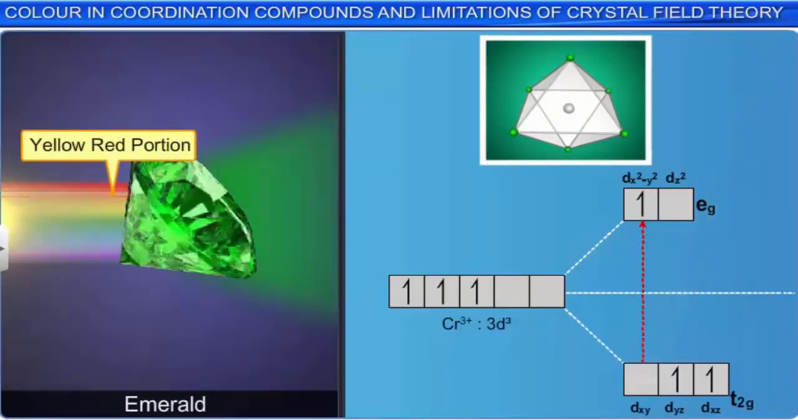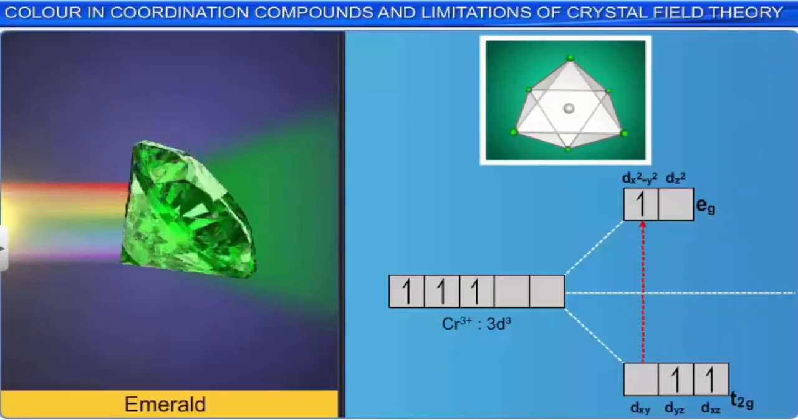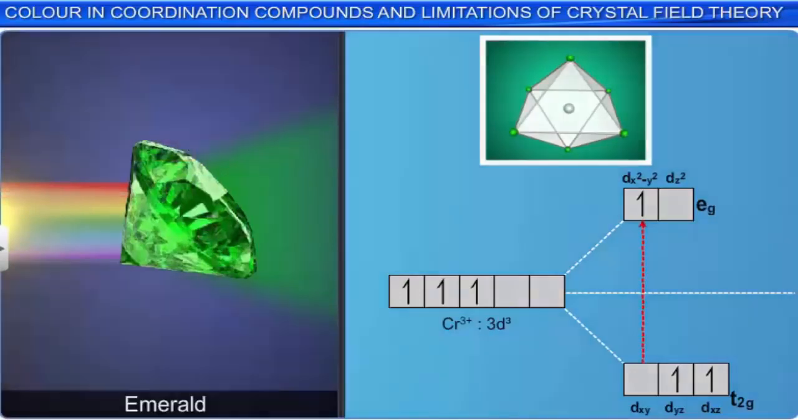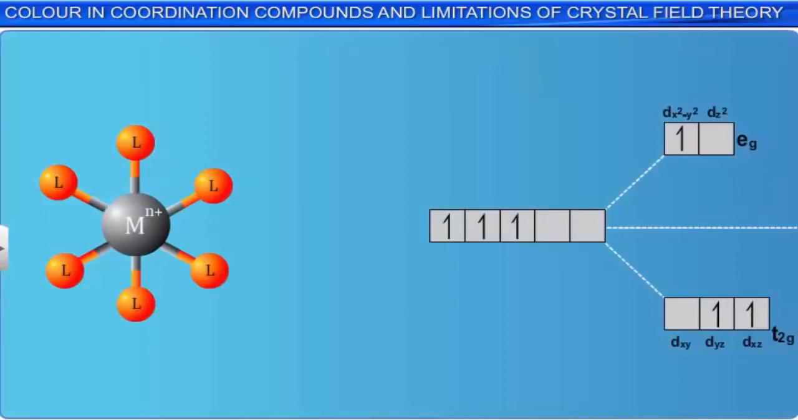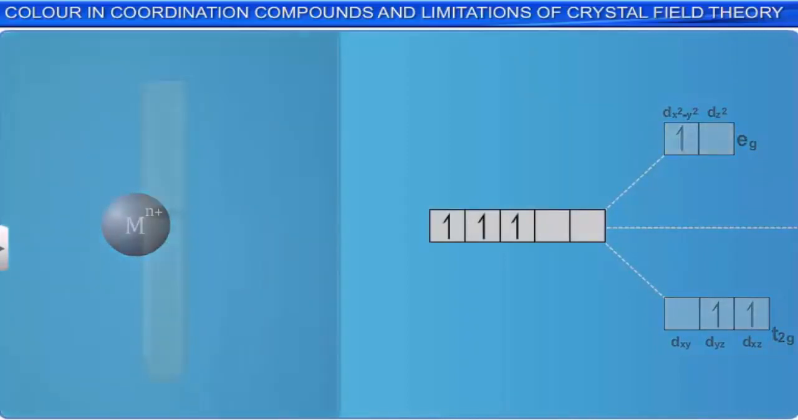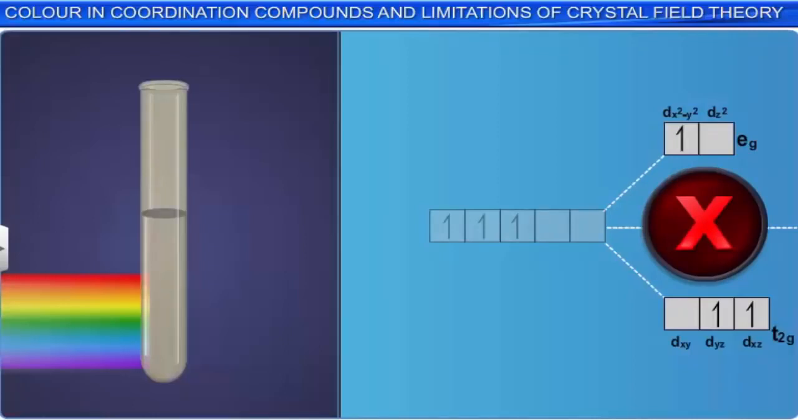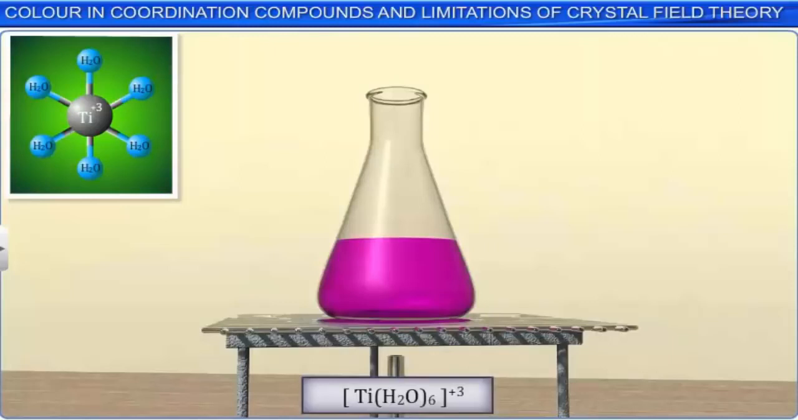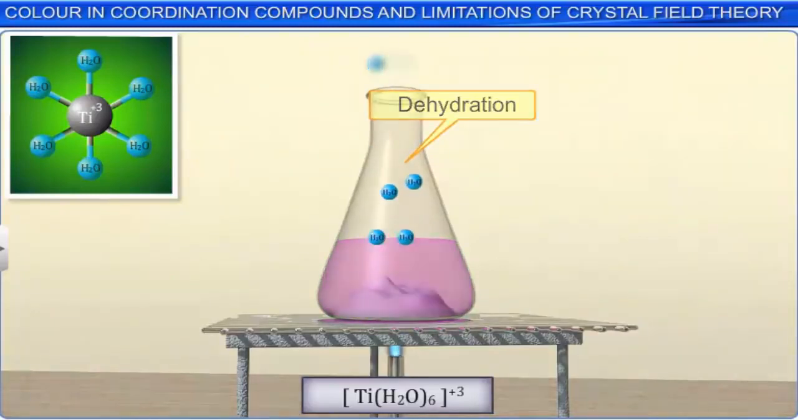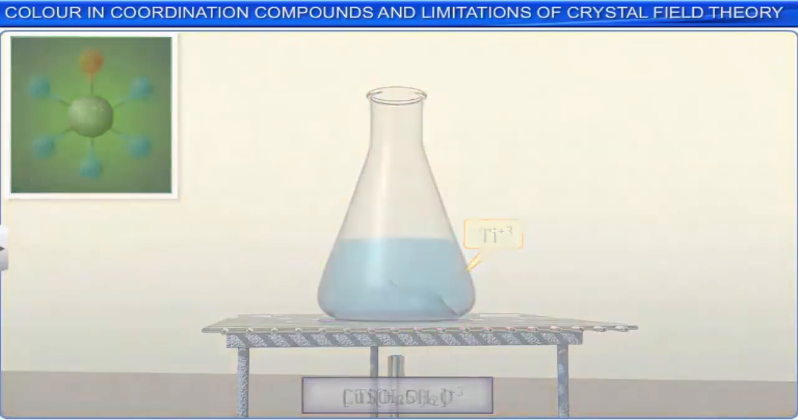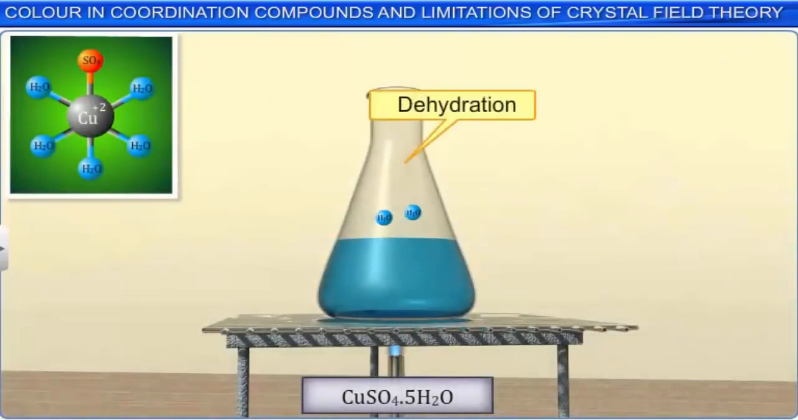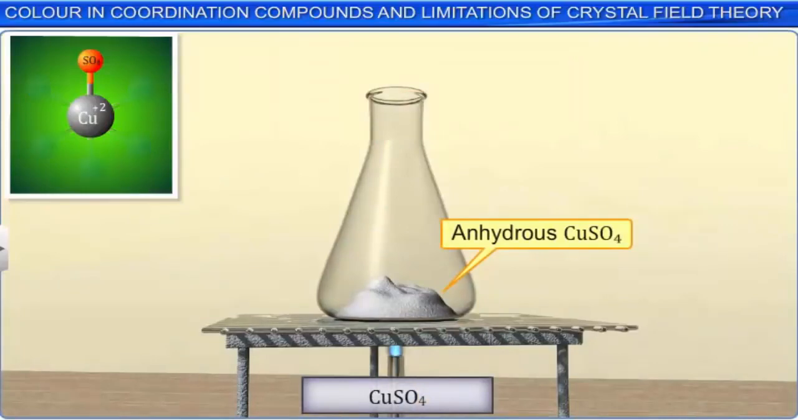It is important to note that in the absence of a ligand, crystal field splitting does not occur. As a result, the substance remains colorless. For example, when hexaaqua titanium 3+ is dehydrated by heating it, it becomes colorless. Similarly, hydrated copper sulfate is blue, while anhydrous copper sulfate is colorless.